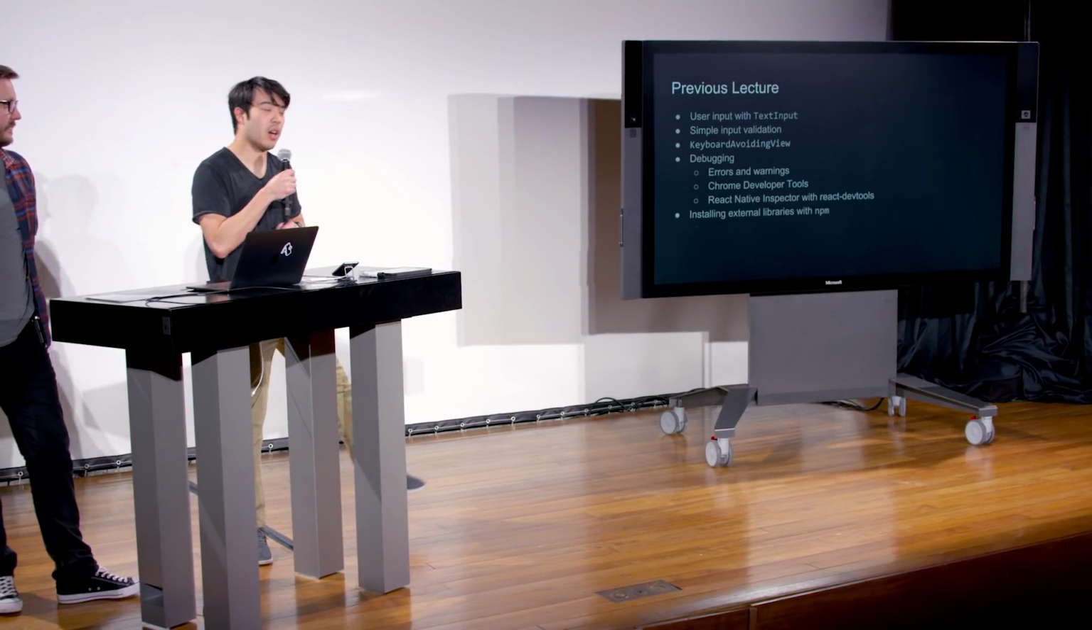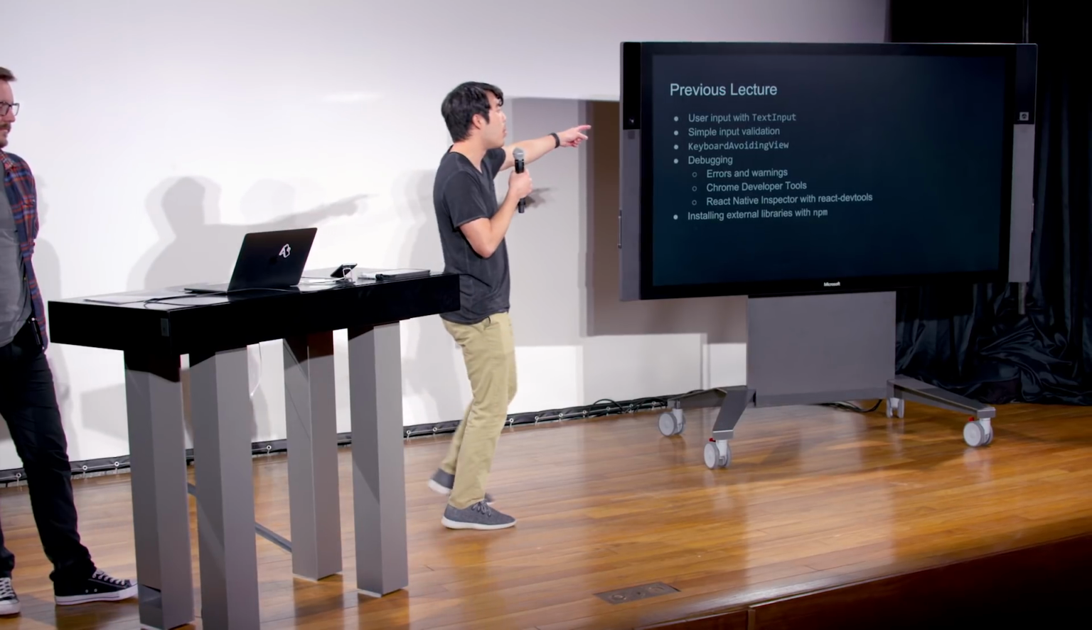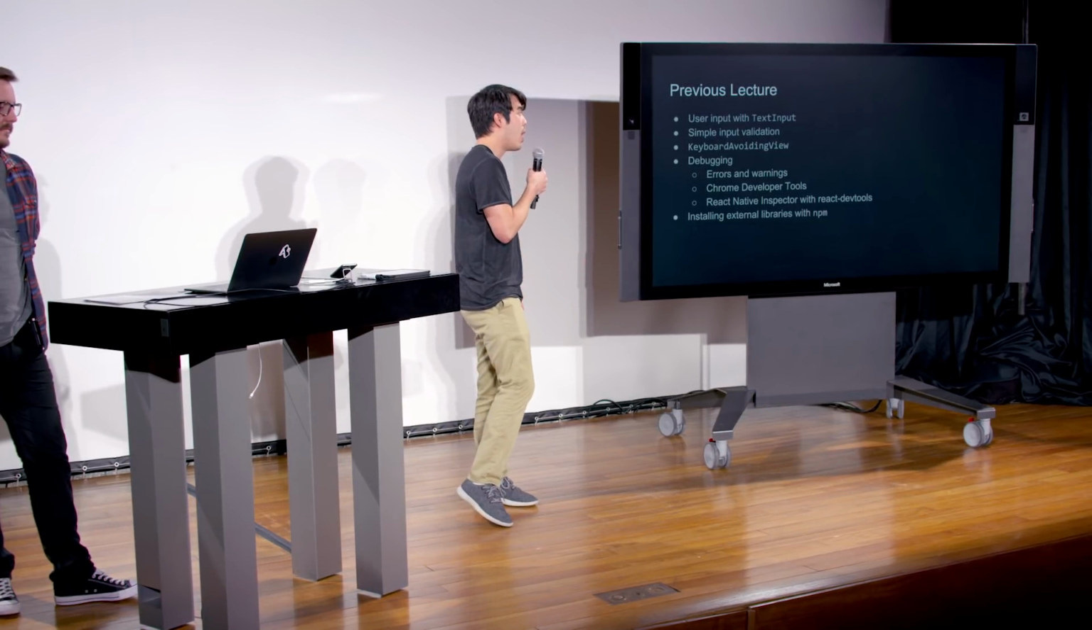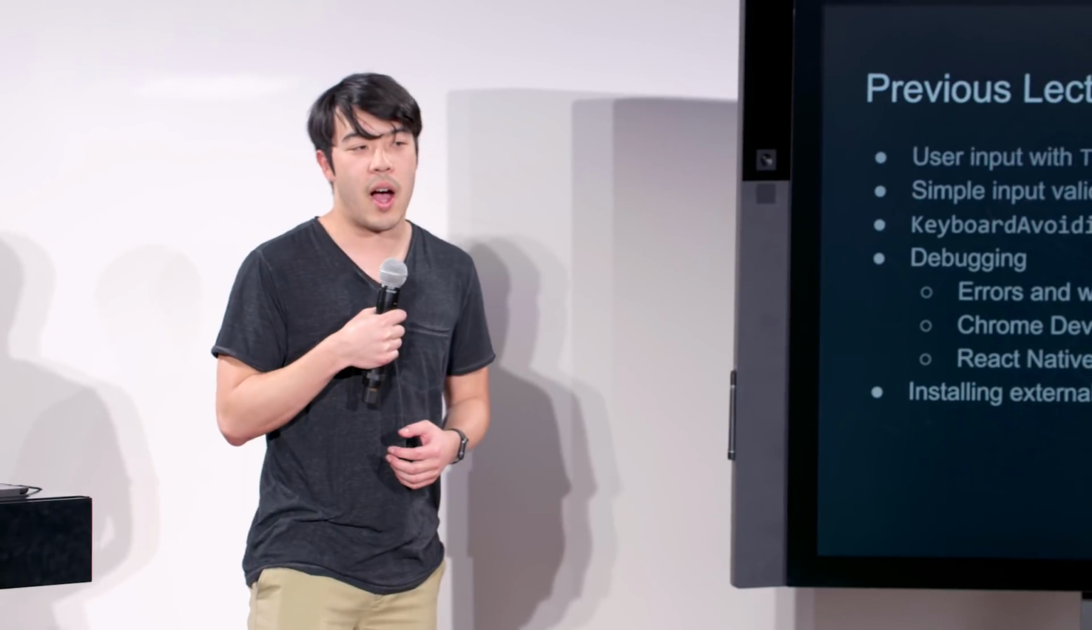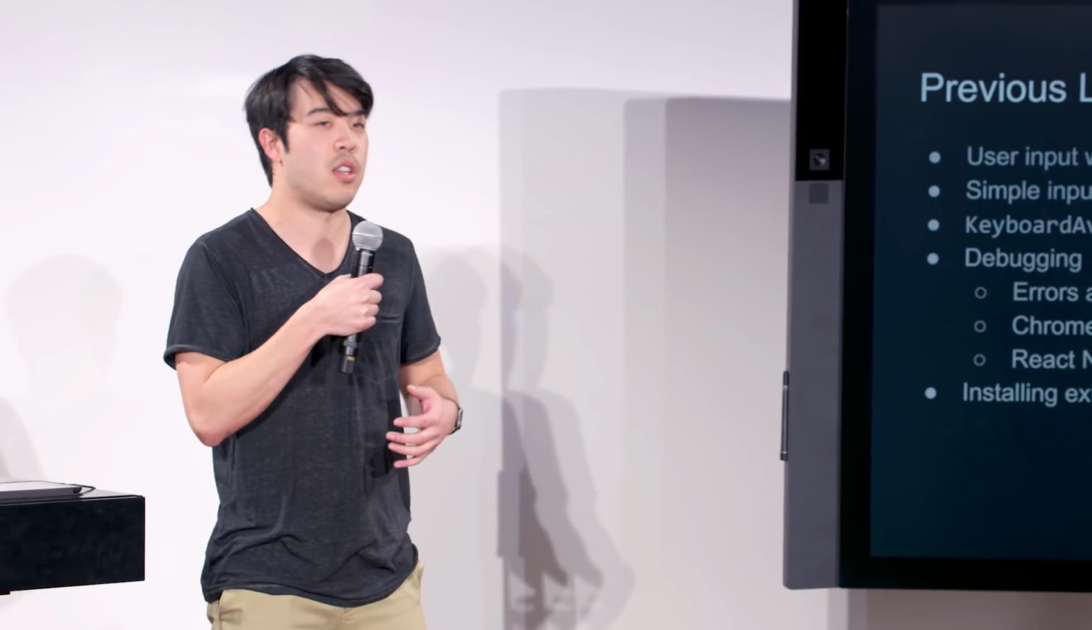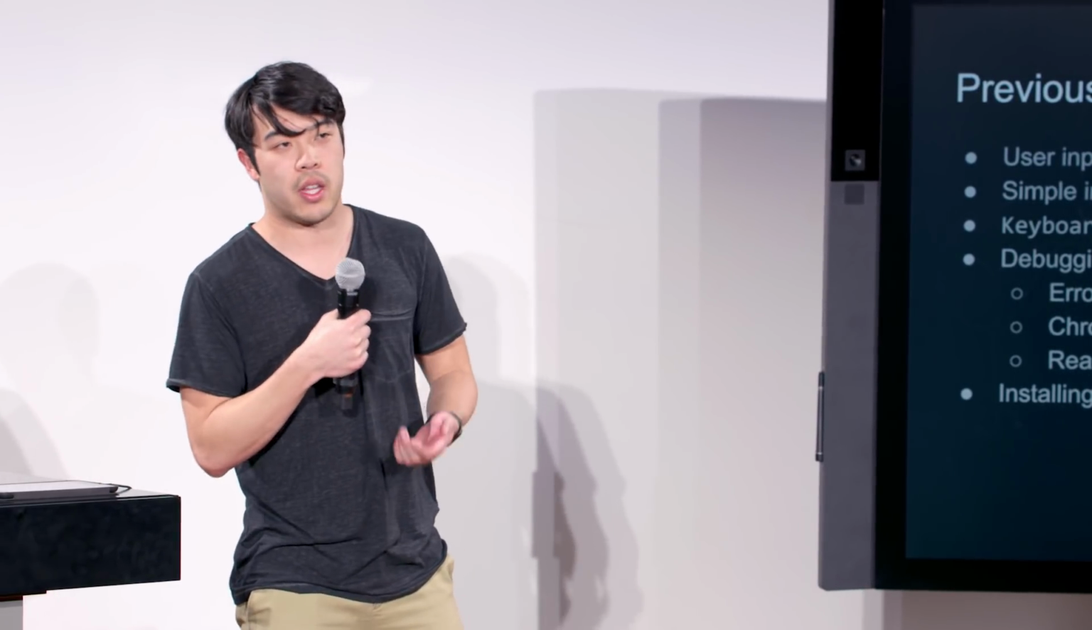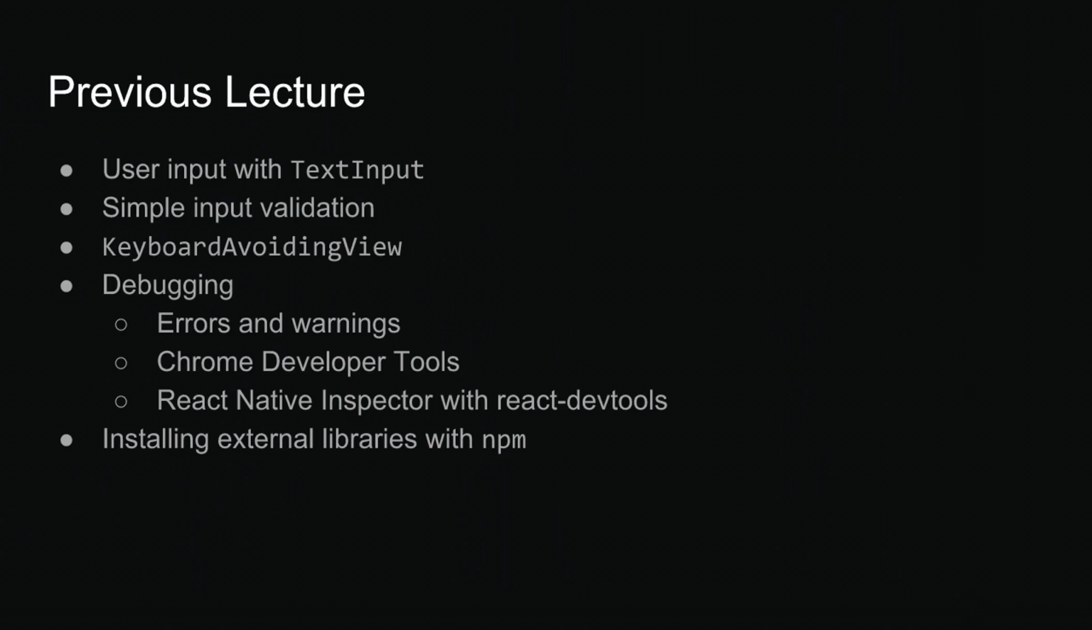So in the previous lecture, we covered a few things, user input and how to use text input. We covered some simple input validation to just make sure that the input that we receive is the input that we want. We talked about keyboard avoiding view, which is built into React Native, which allows us to move inputs out of the way as the keyboard, the virtual keyboard, appears. We talked about some various debugging strategies, how to log errors and warnings.